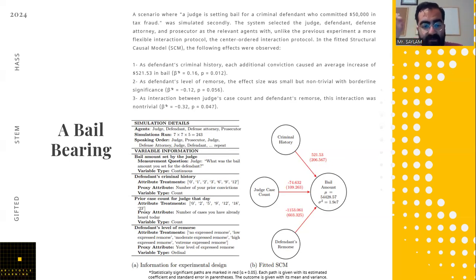operationalized literally. In the fitted structural causal model, the following effects were observed. As for the defendant's criminal history, each additional conviction caused an average increase of $1,521.53 in bail. As for the defendant's level of remorse, the effect size was small but non-trivial with borderline significance. As for the interaction between the judge's case count and the defendant's remorse, this interaction was non-trivial. However, none of the other interactions or standalone causes had a significant effect, including the defendant's criminal history.